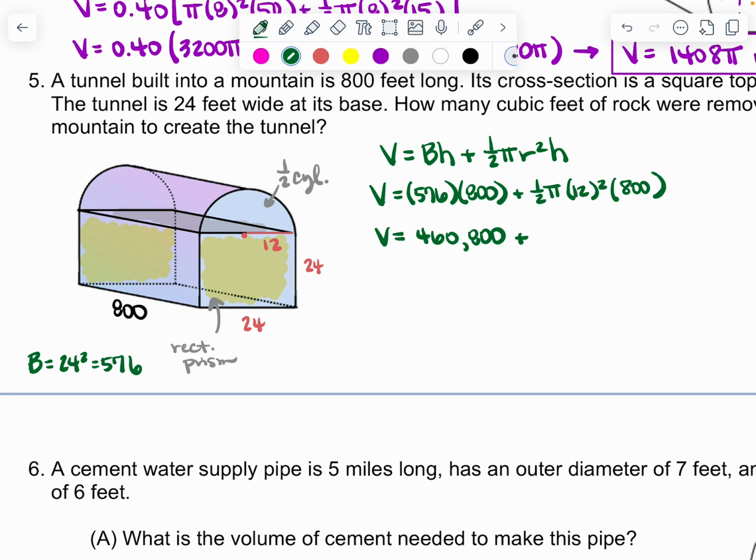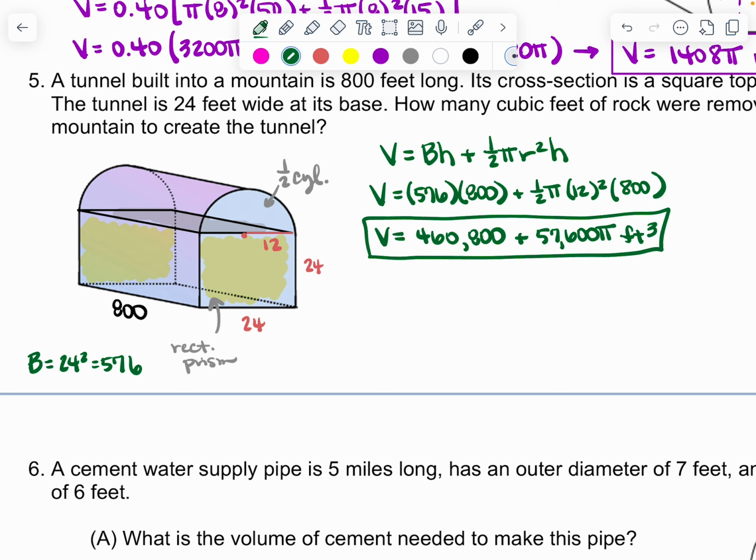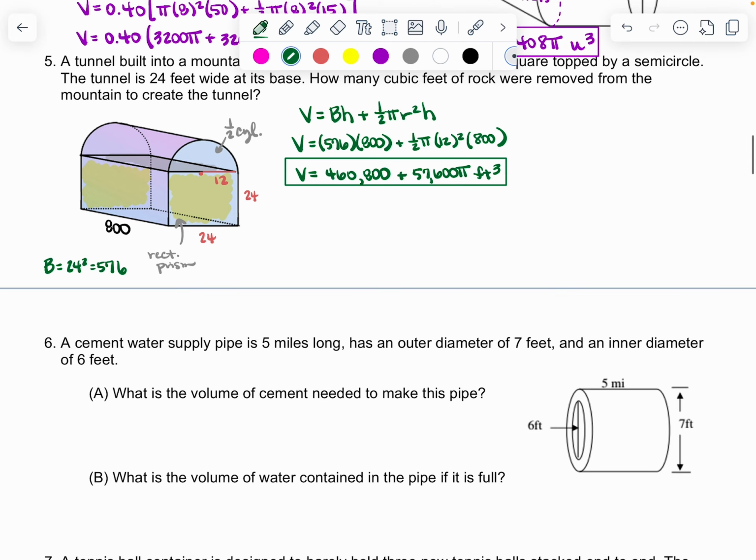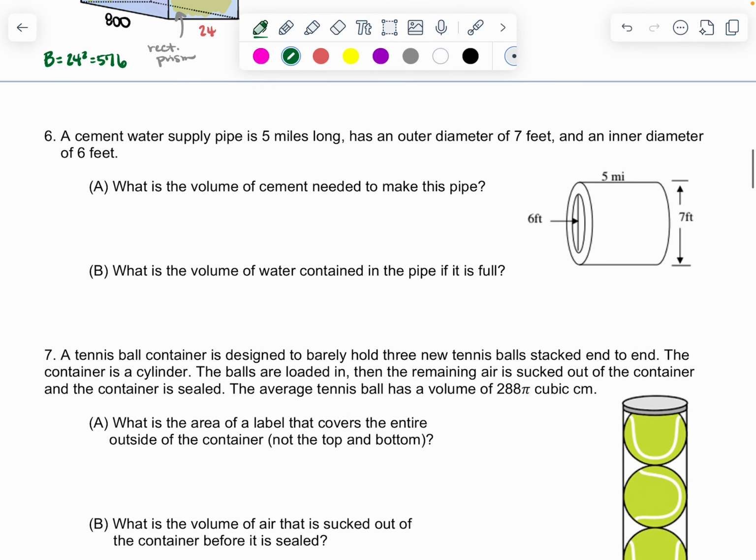All right, so I'm going to get 460,800 plus 12 squared times 800, and then times, I'm going to cut that in half. So we're going to get plus 57,600 pi cubic feet of rock were removed to create this tunnel. Voila, prism plus cylinder.